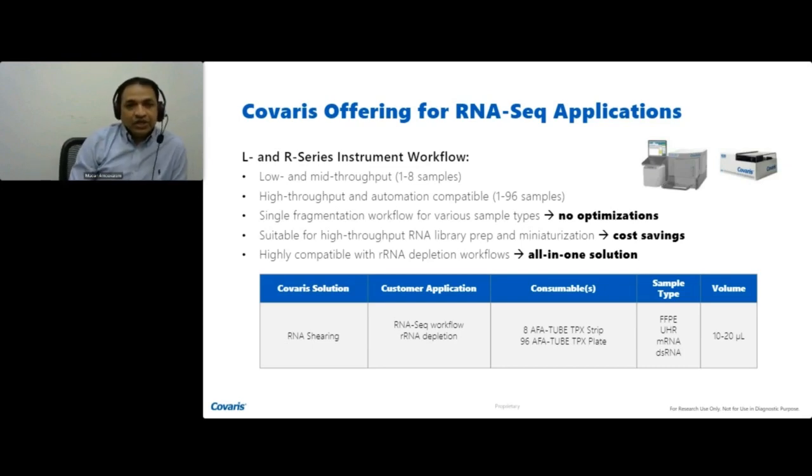In summary, Covaris offers a robust, reliable, and reproducible workflow for RNA shearing, exhibiting a single fragmentation workflow for various sample types with minimal or no optimizations, suitable for high throughput RNA library prep and workflow miniaturization with significant cost savings. And also AFA is highly compatible with ribosomal RNA depletion workflows, meaning an all-in-one solution by plugging into a broad spectrum of RNA sequencing protocols.